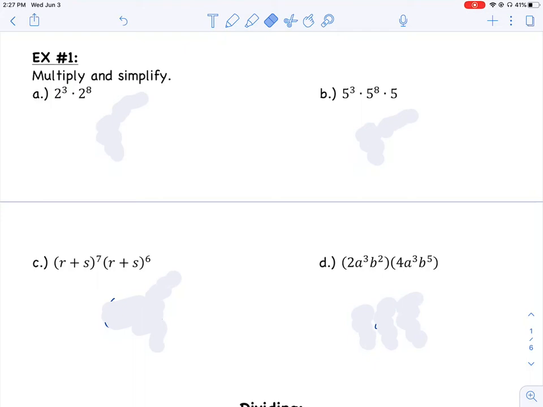Multiply and simplify. So in example number 1a, we have 2 cubed times 2 to the 8th. As long as my bases are the same, I should be able to smush them together and then just add their exponents, and I can say 2 to the 11th power. You could figure out what 2 times 2 times 2 11 different times is, or if you have a calculator, you can do 2 raised to the 11th power. You should end up getting 2048. So depending on how my math lab wants you to leave your final answer, you should be able to give them the answer in both forms.